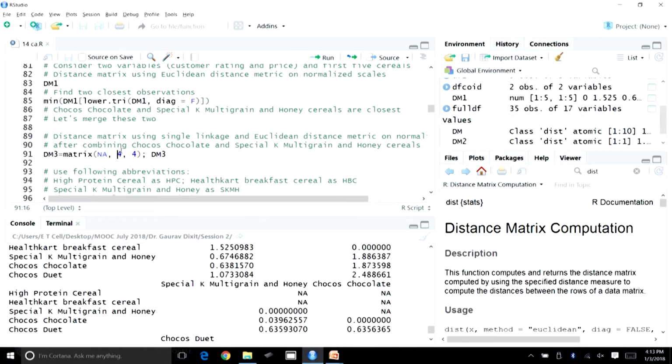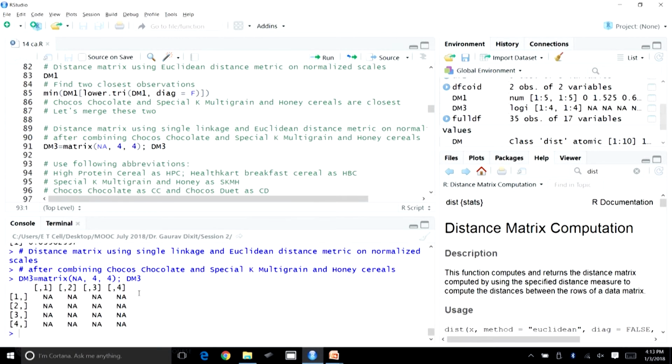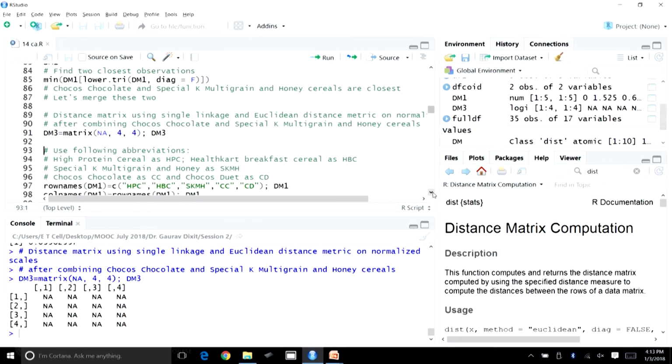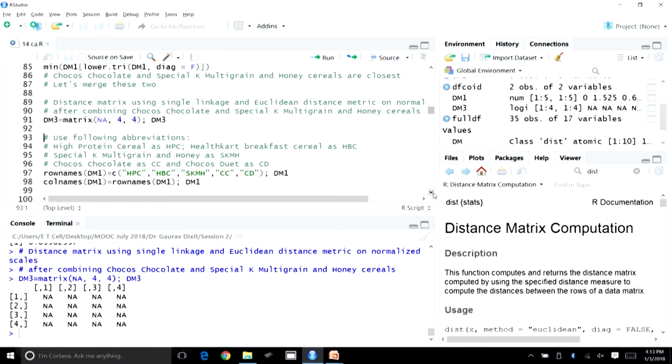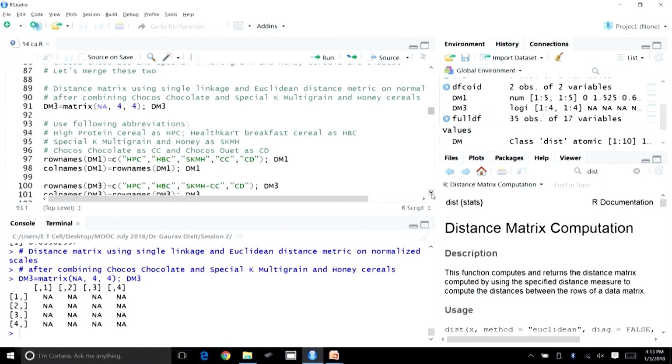Let us initialize this 4x4 matrix. You can see here the initialization has been done, and because the names of these cereals are quite long, we'll do some abbreviation. High protein cereal is going to be used as HPC, and the health card breakfast cereal is going to be used as HBC, and similarly the other cereals have been abbreviated, and these abbreviated names are going to be used now.